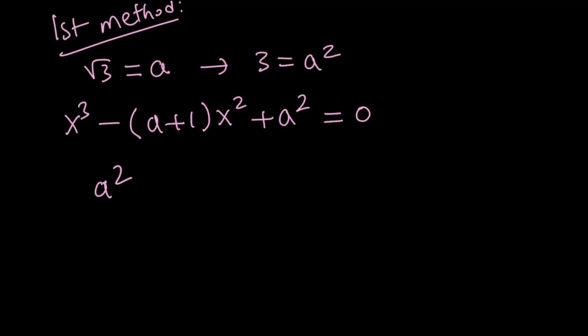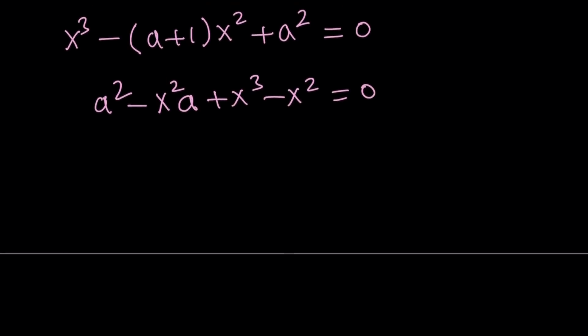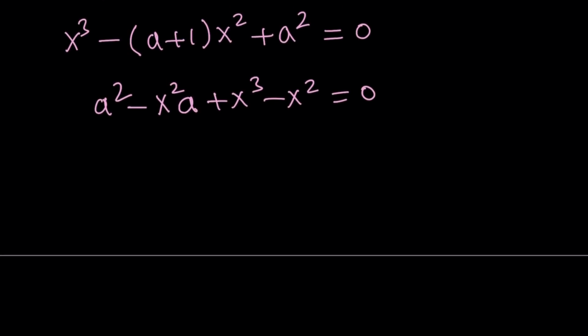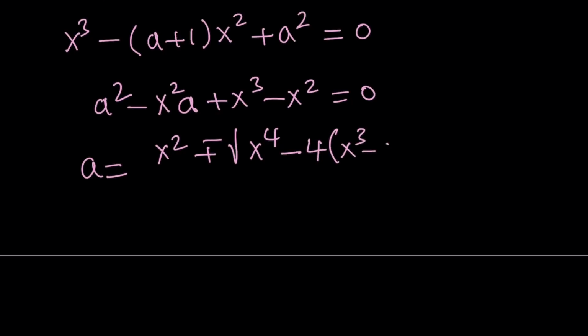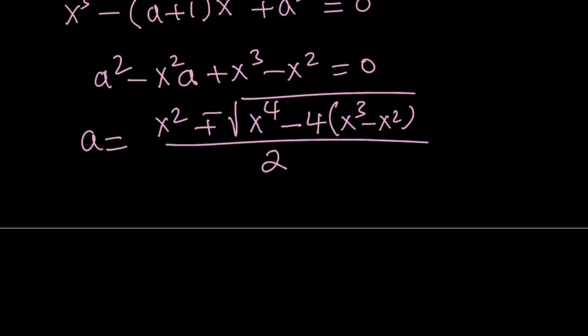So I can write it as a squared, and then I have minus x squared a, and then I have plus x cubed minus x squared equals 0. Now this is a quadratic in a, so we can solve it using the quadratic formula. a equals negative b plus minus the square root of b squared, which is x to the 4th power, minus 4ac, where a is 1, so c is x cubed minus x squared. Great. And I'm going to divide it by 2, of course.